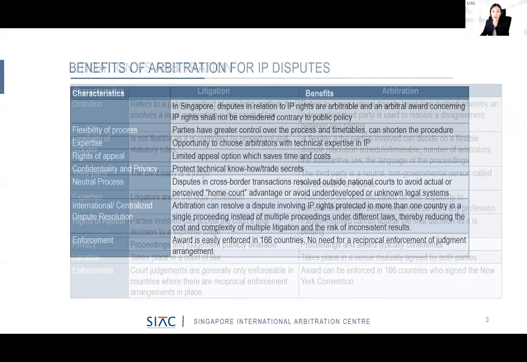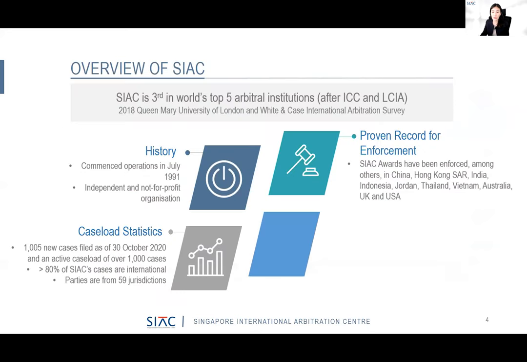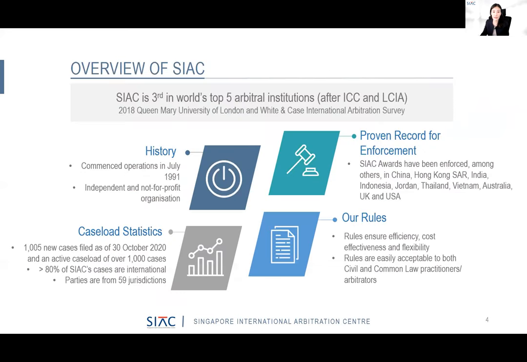Okay, now coming to SIAC, we are a relatively young arbitral institution, only in operation for 30 years, but we have rapidly cemented our position as one of the leading arbitral institutions in the world. In 2018, SIAC was ranked as the third most preferred arbitral institution, and we are one of the busiest in terms of international caseload. We have offices in Mumbai, Seoul, Shanghai, GIFT Gujarat, and this year we will be opening a physical office in New York.